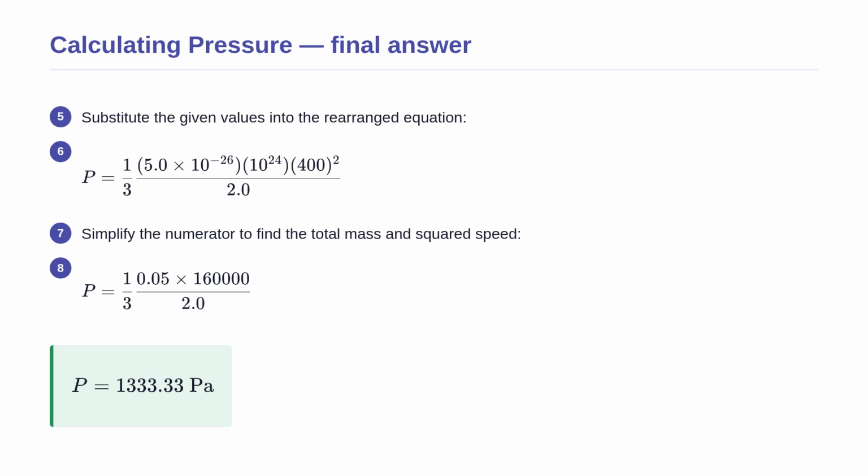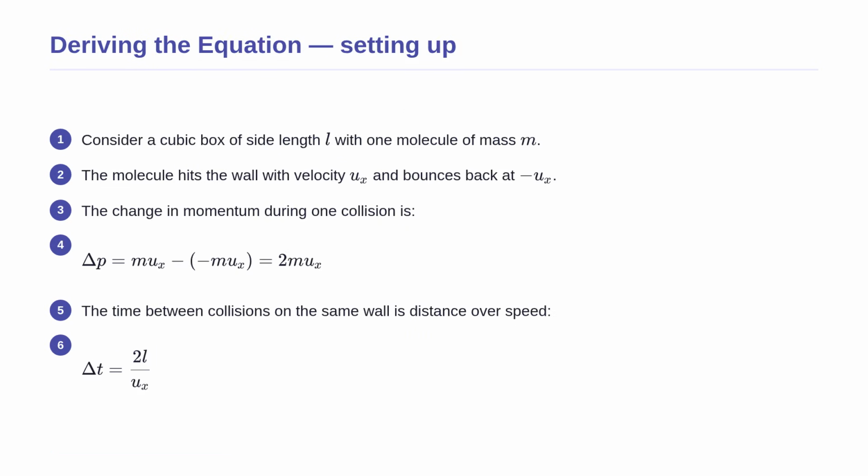Now that we have successfully used the formula, let us understand exactly where it comes from. We will build this equation from scratch by looking at just one molecule inside a perfect cubic box with a side length of L. Imagine this single molecule flying around and hitting the right wall. It bounces back perfectly, so its velocity changes from positive ux to negative ux. The change in momentum is the final momentum minus the initial momentum, giving us 2 times m times ux.